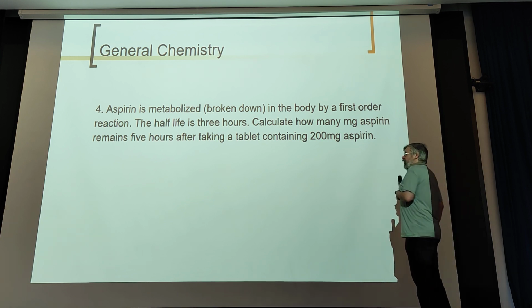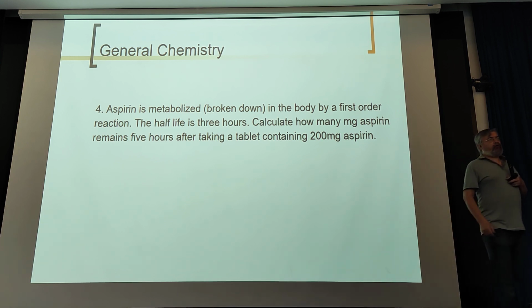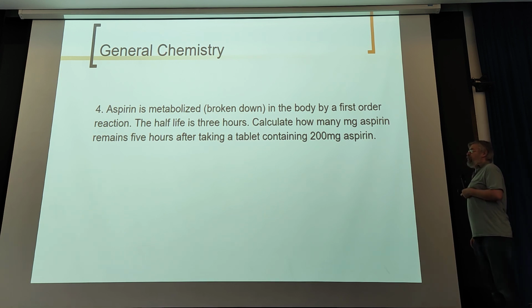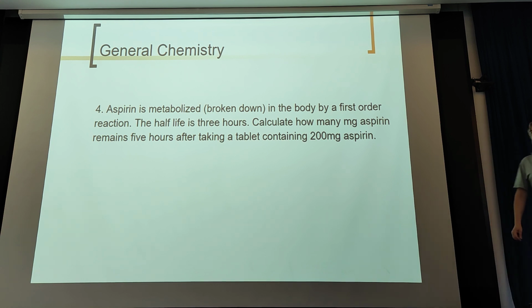And it is known that aspirin actually breaks down in a first order reaction. And this first order reaction has a half-life of 3 hours. So it's asked to calculate how many milligrams of aspirin remain 5 hours in the body after taking a tablet that contains 200 milligrams of aspirin. So we assume it is completely taken up, it breaks down with a first order mechanism and a half-life of 3 hours. What is left after 5 hours?